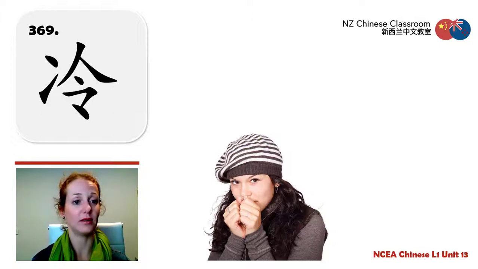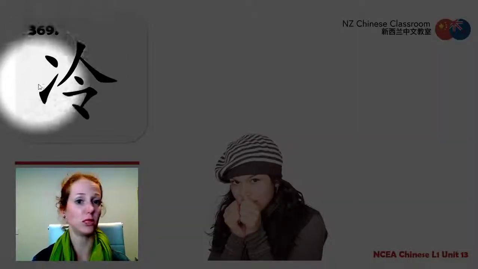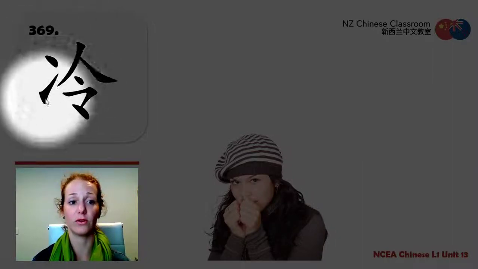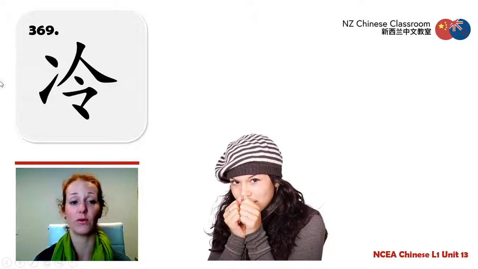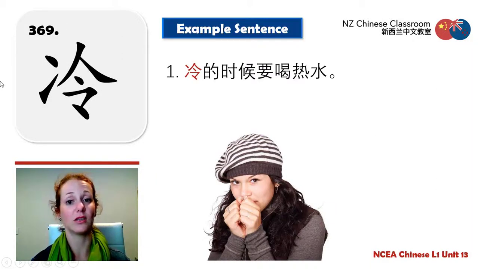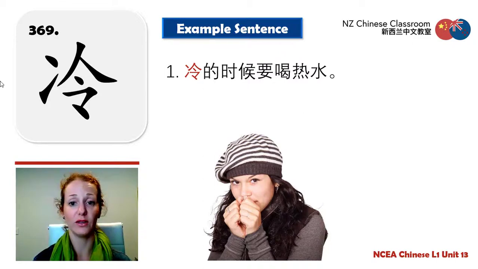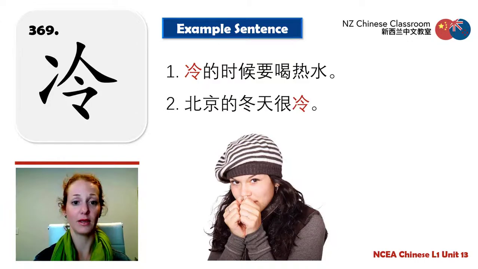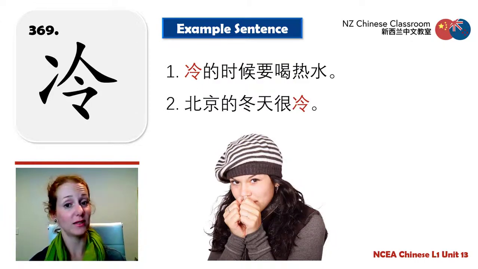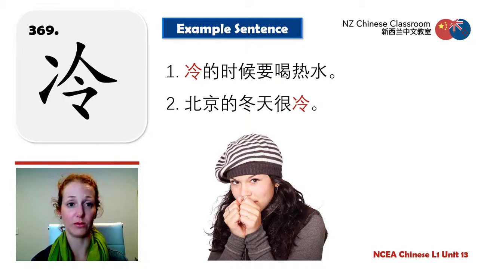冷. So is this the water radical on the side? 不是. It's the ice radical. So the third dot's been frozen together because it's so 冷, so cold. 冷的时候要喝热水. When it's cold, you need to drink hot water. 北京的冬天很冷. Beijing's winter is very cold.